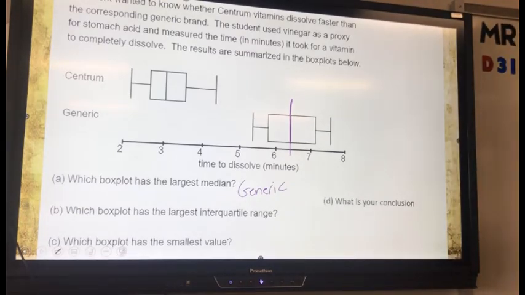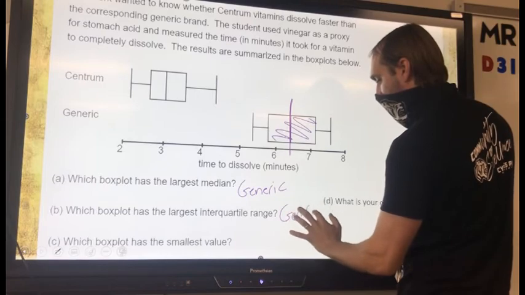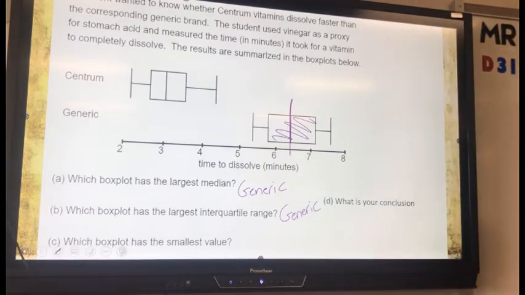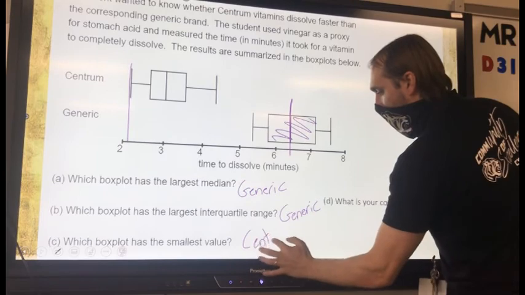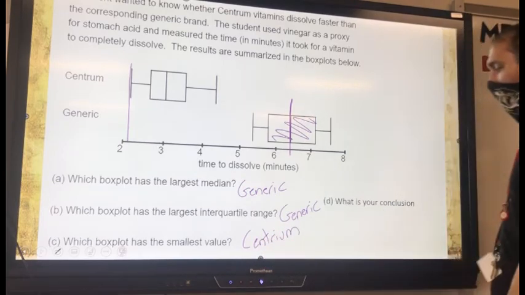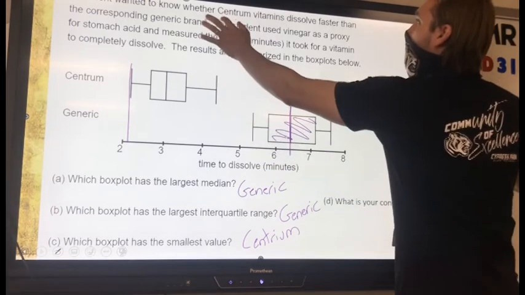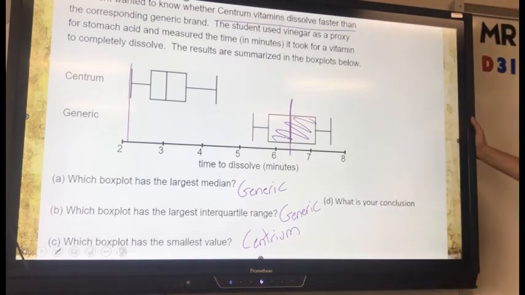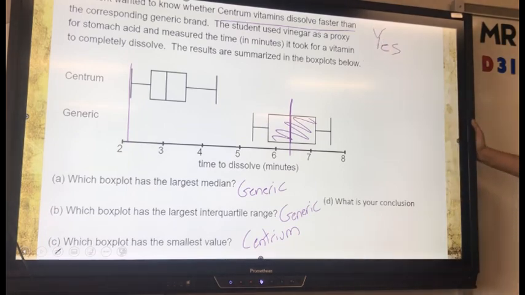Which box plot has the largest interquartile range? Yeah, generic. Again. And which box plot has the smallest value? Centrium. Right here. So based on our box plots, what is your conclusion? Yeah, the student wants to know, does this Centrium dissolve faster? Did it? Yes. And in conclusion, he can say, yes, it did.